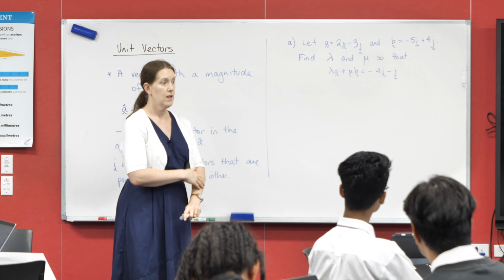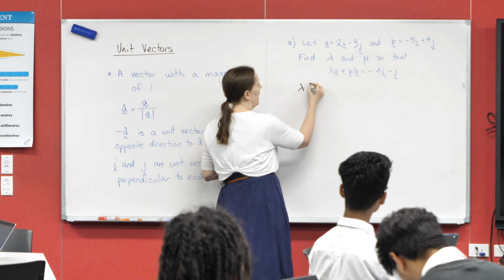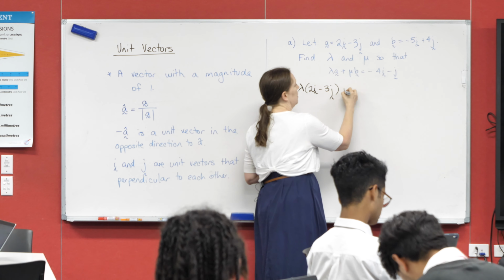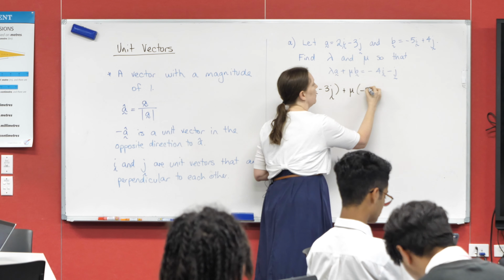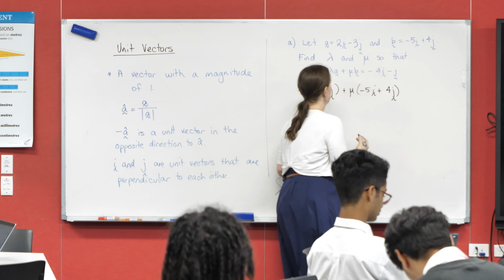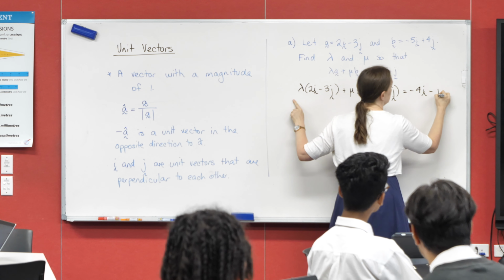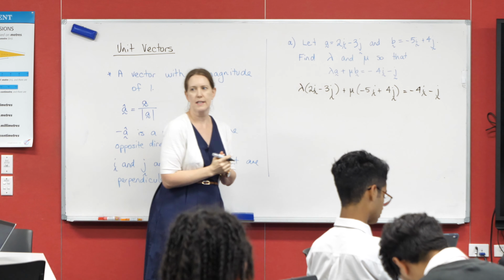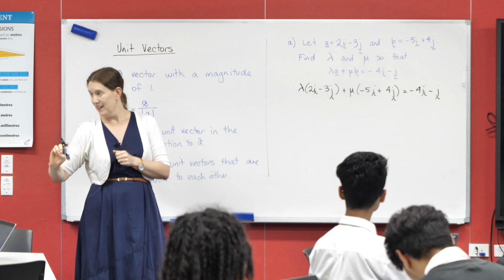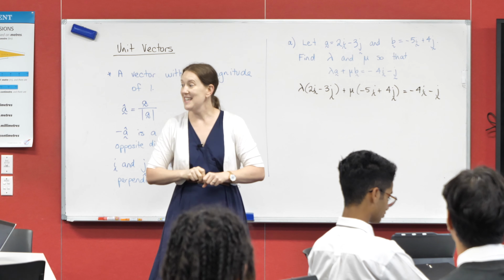Sub A and B in. Sub our vector A and B in. So I have lambda, and then I have 2i minus 3j's plus mu times minus 5i's plus 4j's equals minus 4i's minus j. What do we want to do next? Equate real and imaginary parts. I like it. We equate real and imaginary parts, yes.